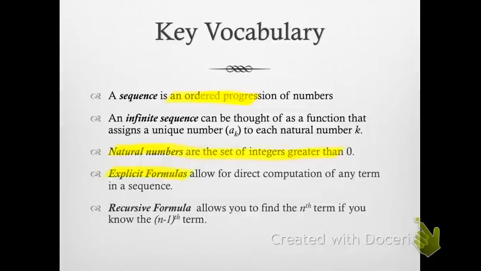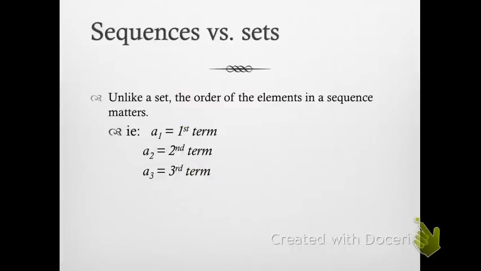And then you really need to know these two definitions here, the difference between explicit formulas and recursive formulas. Explicit formulas, you can compute the nth term in the sequence directly. With a recursive formula, you need to know the n-1th term. Sets and sequences have a lot of similarities on face value, but in a sequence, the order matters. So there's always a first term, second term, third term, and if you rearrange them, you're working with a different sequence.